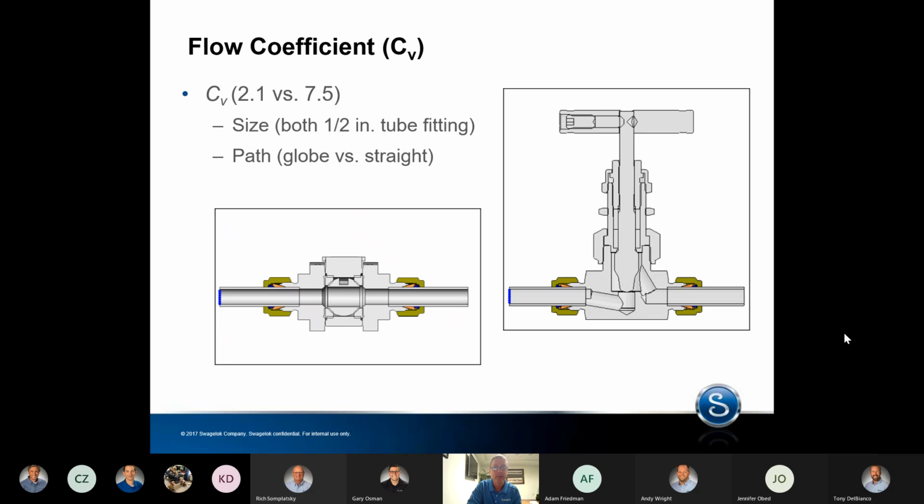For example, the larger the orifice, the greater the flow capacity. In the example on this slide, both valves contain half-inch tube connections, but the ball valve on the left provides minimal resistance to flow. It has a C sub V of 7.5, while the needle valve on the right has a flow path that restricts the flow and has a C sub V of only 2.1. Swagelok publishes a valve sizing bulletin that you can find on swagelok.com, and it can help you pick the appropriate C sub V for your application.